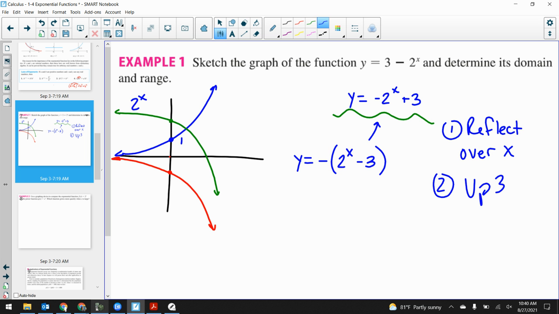So no matter how I work the problem, if I work with it algebraically, which would change the order of operations, it should still end up on the exact same spot.